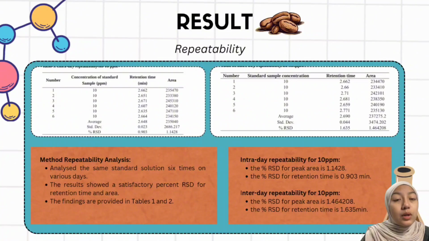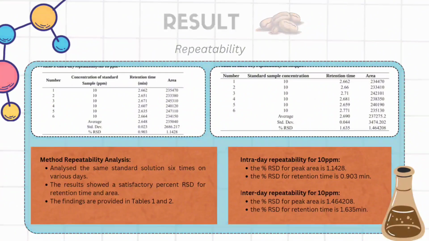In table 2, which is interday repeatability for 10 ppm, it shows the percentage RSD for peak area is 1.464208. The percentage RSD for retention time is 1.635 minute.